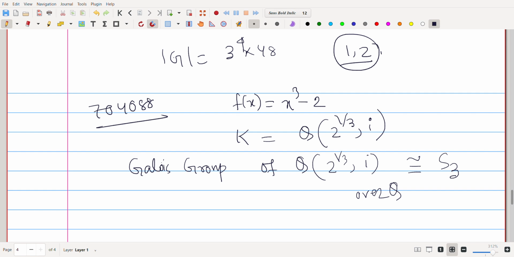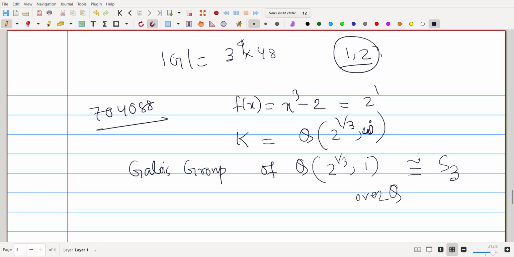It is not I, it is omega. So Q(2^(1/3), omega), because what are the roots? The roots are 2 power 1/3, 2 power 1/3 times omega, 2 power 1/3 times omega squared. Right? Because x cube minus 1 has roots 1, omega, omega squared. So the splitting field of f over Q is Q adjoined 2 power 1/3, omega, and hence the Galois group is S3.